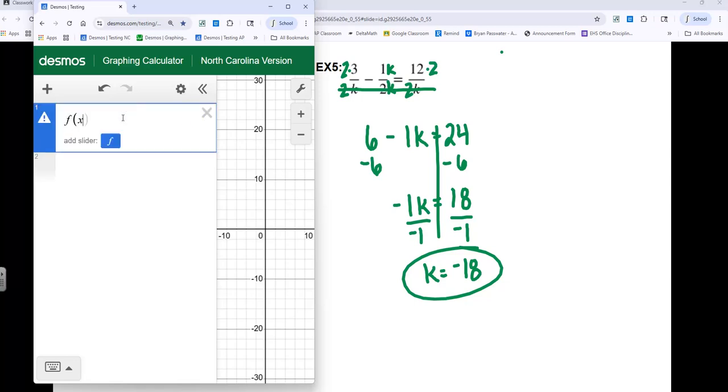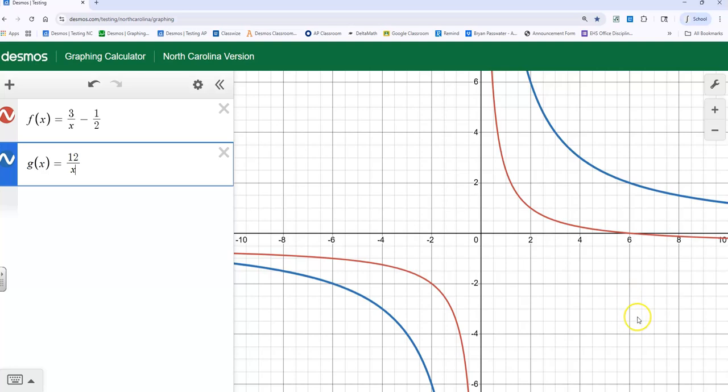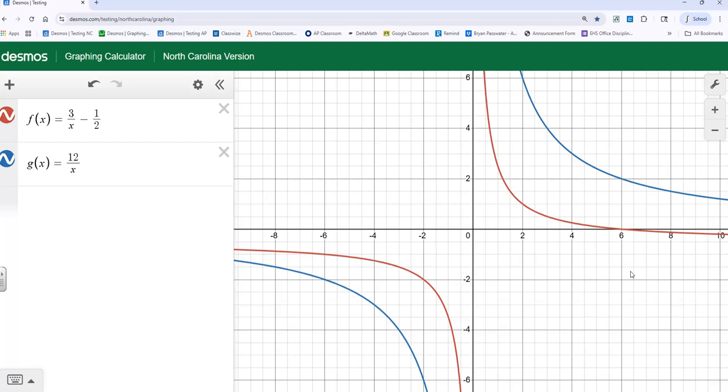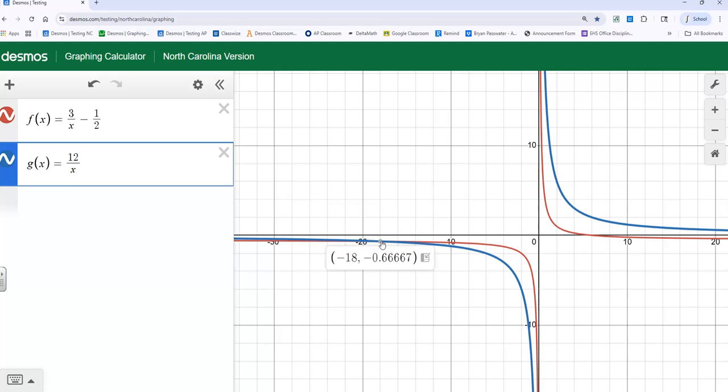Alright, so f of x equals 3/x minus 1/2. G of x equals 12/k. Oh, sorry, don't use a k. X. And this is where I think it's kind of difficult for these. That's why I want you to be able to solve it both ways. These don't really look like they cross very much, but they do. They cross right here at -18. That's your only answer. But sometimes they're a little difficult to see there.